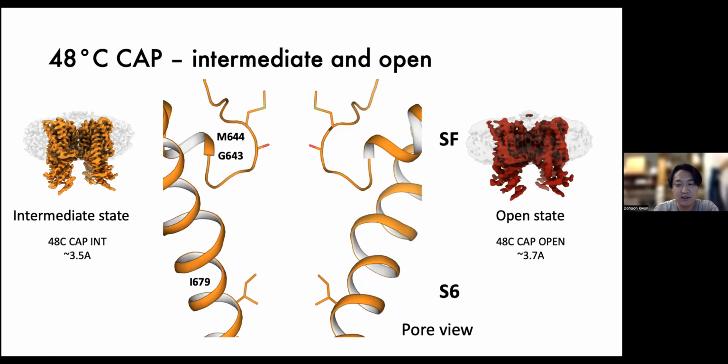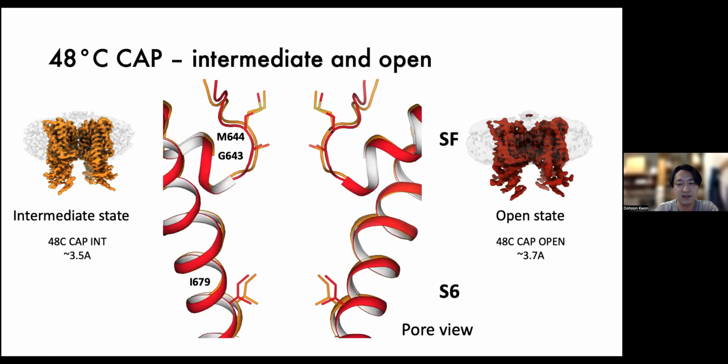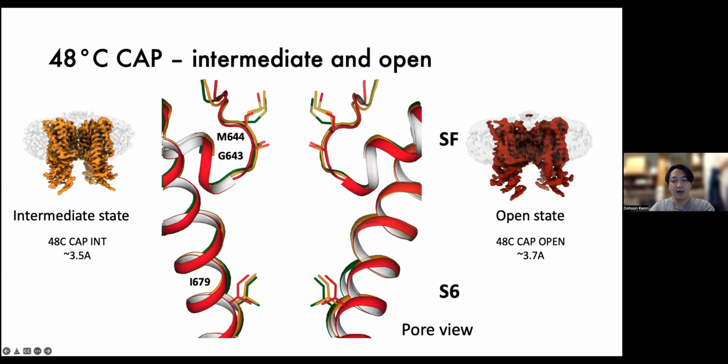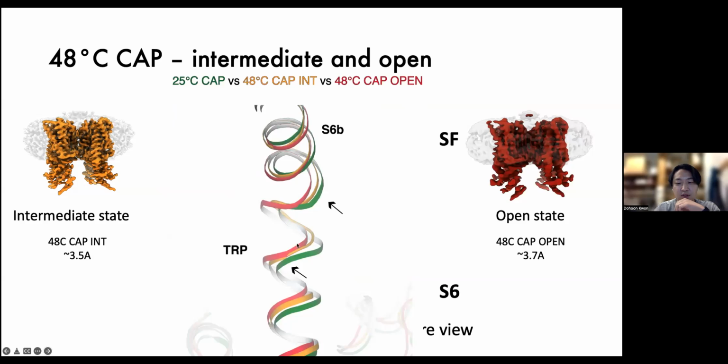But the selectivity filter and the S6 gate of the intermediate state are wider than the 25 degree one, the green one, but not wide enough for ion permeation. Also, this channel opening is a continuum. You can see the clear differences, right? It's going this way. This pattern is also observed in the conformational change of the stripe domain: the closed, intermediate, open.